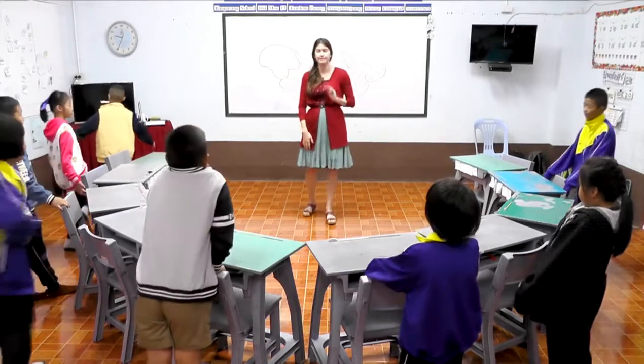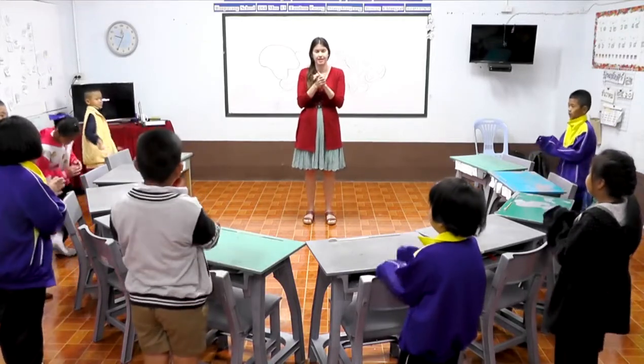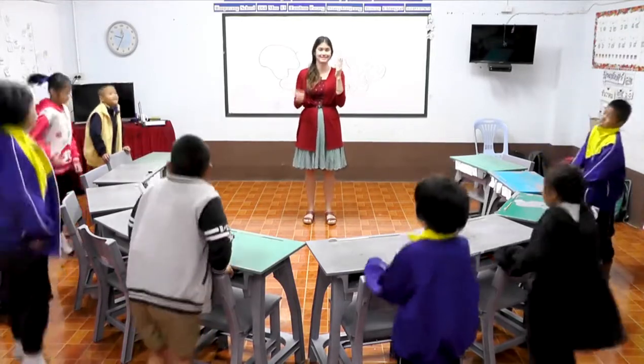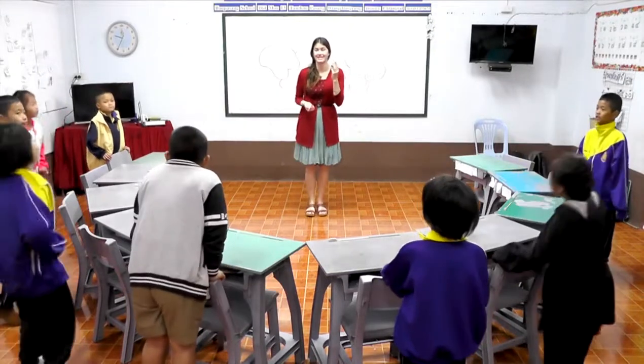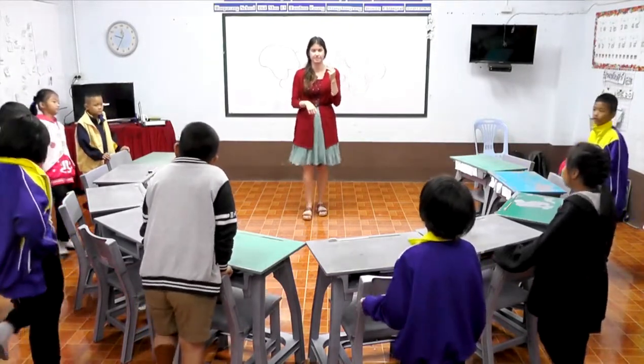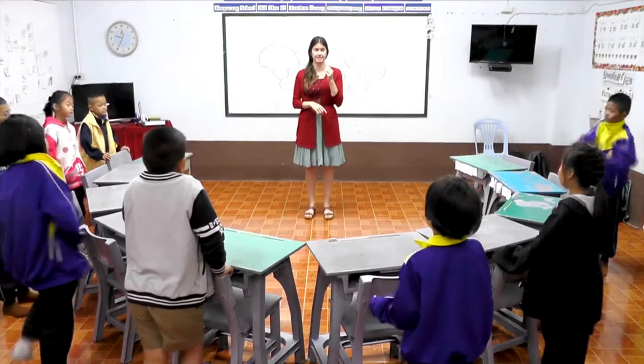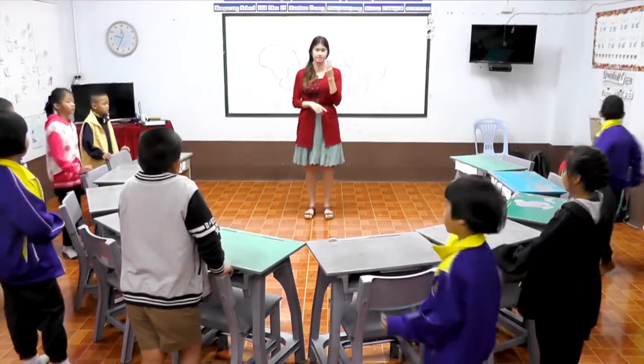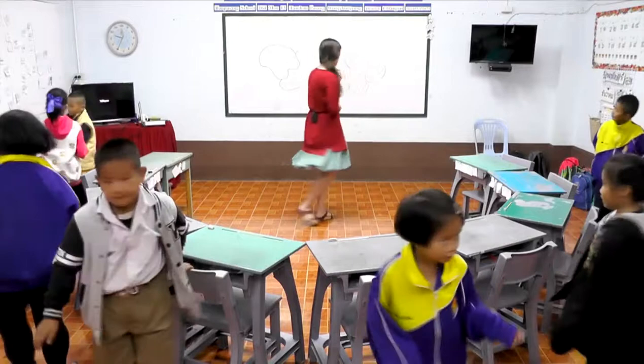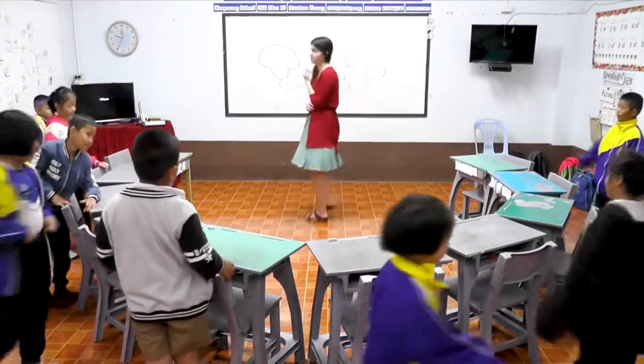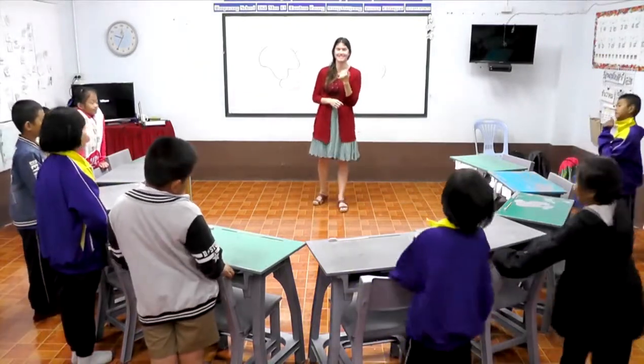Let's do 3 claps. 3 jumps. Good, let's take 3 steps. And 3 spins around. 3 spins around. 2, 3. Ooh, okay, nice and dizzy. Everybody can take a seat.